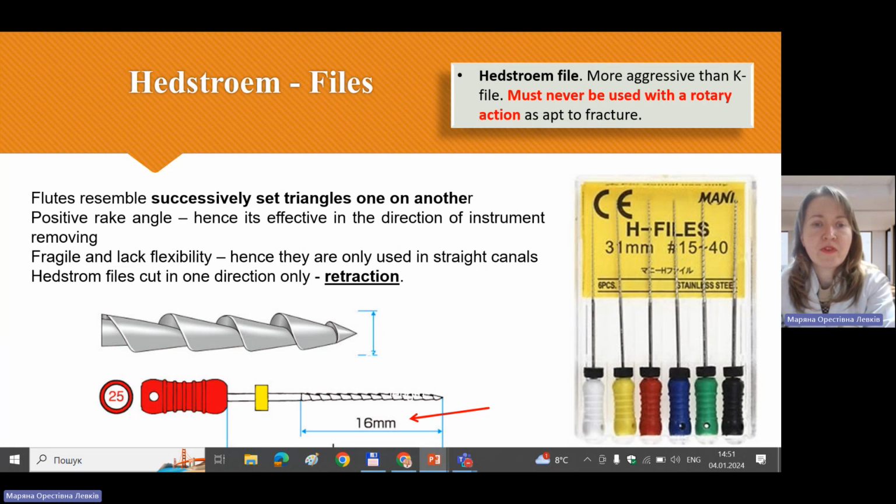Flutes of the H-file resemble successively set triangles one on another. Positive rake angle, hence it's effective in the direction of instrument removal. Fragile and lacking flexibility, hence they are only used in straight canals. Hedstrom files cut in one direction only, retraction. And pay attention, a magnified view of the Hedstrom file, the geometric symbol is a circle, and the magnification of the working end looks like triangles one on another.